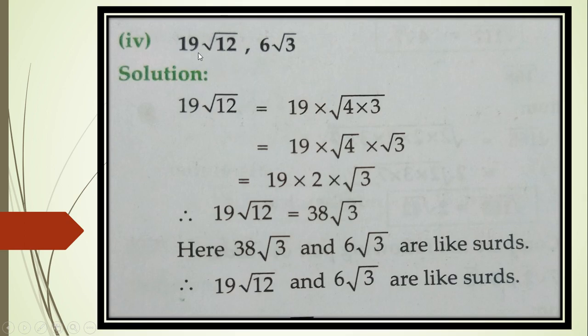Now in the next sum, 19 root 12 and 6 root 3. We will go a little faster with it because I think you are understanding now. Just factorize and see whether the surd part is the same. I have factorized root 12 as 4 times 3, and root 4 is 2. So I get 19 root 12 as 38 root 3, and 6 root 3. So 38 root 3 and 6 root 3 are like surds.